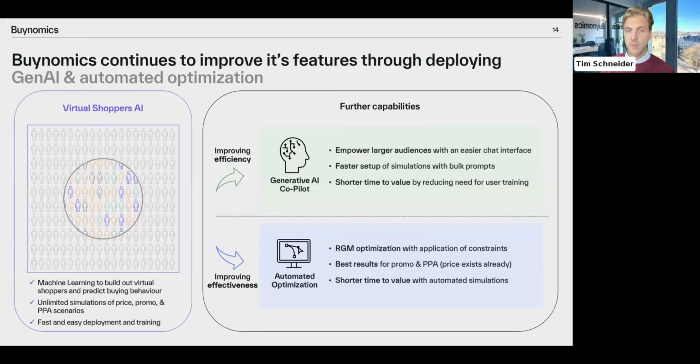The other part is automated optimization, so further automation here for any type of lever, be it price, promotions, or the portfolio setup. And I think this in combination is a very strong setup for RGM, or rather for solving the main questions in RGM.